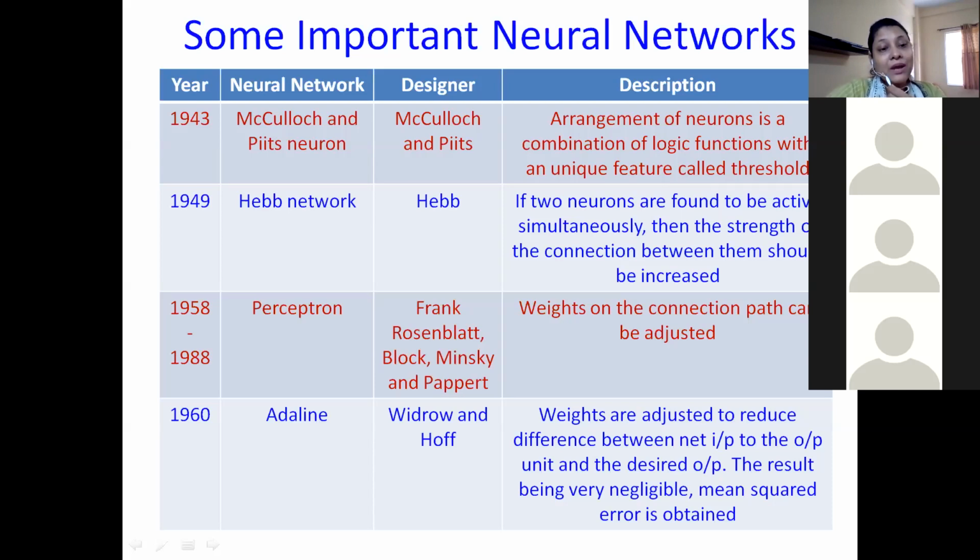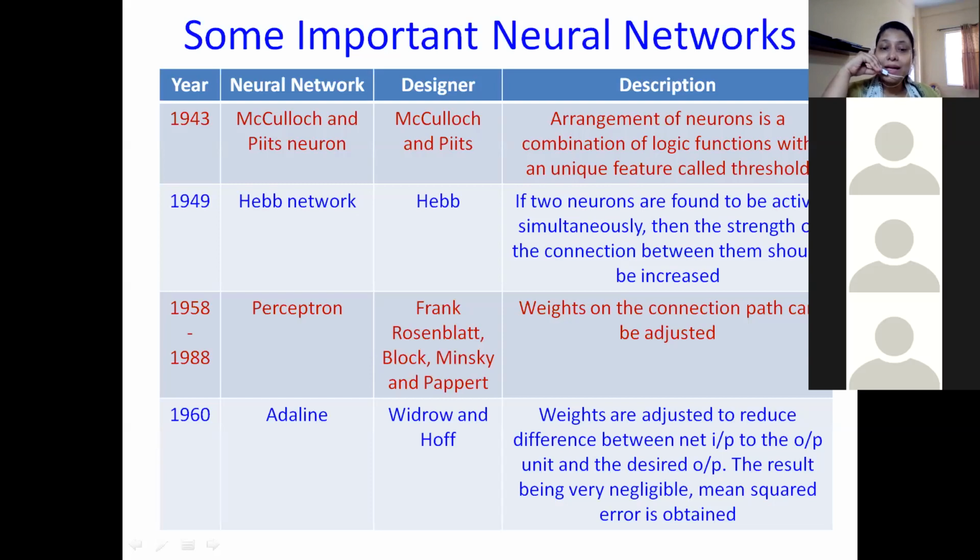Increased in which manner, by what formula or mathematical computation, we are coming to in the further slides. Now, in the duration between 1958 and 1988, more work came on the basis of perceptron, where Frank Rosenblatt, Block, Minsky, and Papert implemented and modeled perceptron by stage. In that perceptron model, we have already seen that weights on the connection path, the path which joins one node to another node, can be adjusted. That we have already covered.